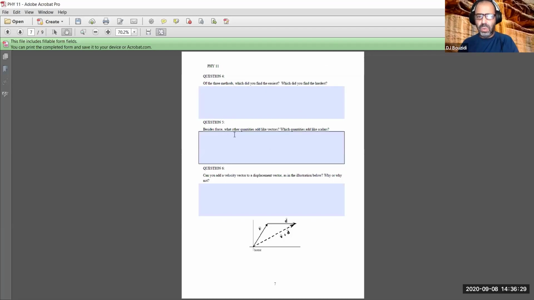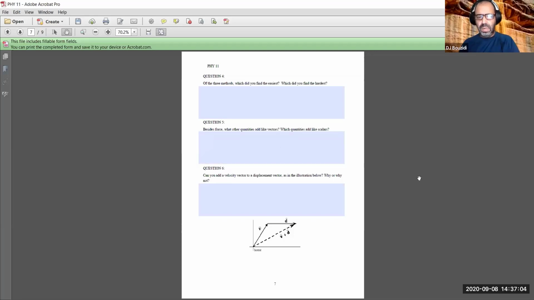Besides force, what other quantities, like vectors, which quantities add like scalars? I already gave an example with temperature as a scalar, as I gave an example with force as another. Here it asks you, besides force, velocity actually is a vector. Other quantities that you have probably already seen in physics 10 that are scalars and vectors: mass, for example, is a scalar. Mass does not have direction. Pressure actually is a scalar also, although it involves force over area, because it's the force exerted from all sides.